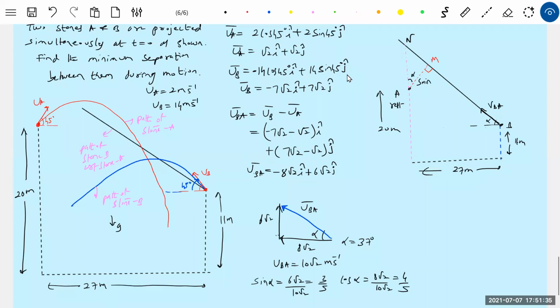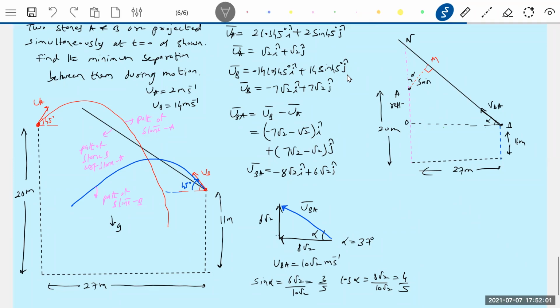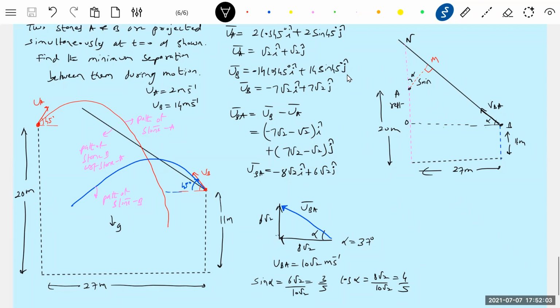What to do? I think somewhere we are stuck very badly. I think we do have a help here. N, okay, I'll call this as O. Can we calculate ON? Yes, we have alpha and 27 meter here. If we know ON and we know this distance, easily we can get the ON.